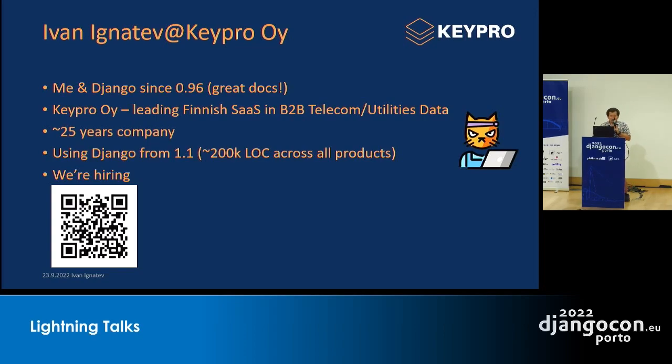I'm coming here from Finland, from my company Kpro. We are both very old into Django. Thanks everybody for great docs since 0.96, and using it with a lot of code. You see we have lots of code written already. Kpro is one of the first to employ Django on a big scale in SaaS, and we still do it. But let's go into the problem.